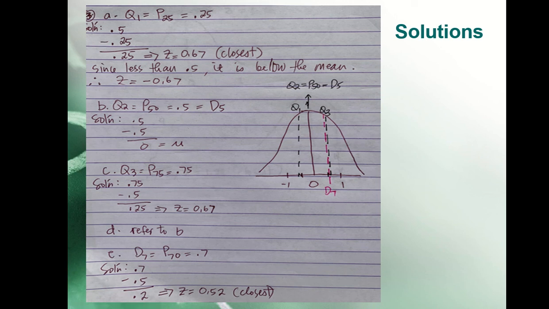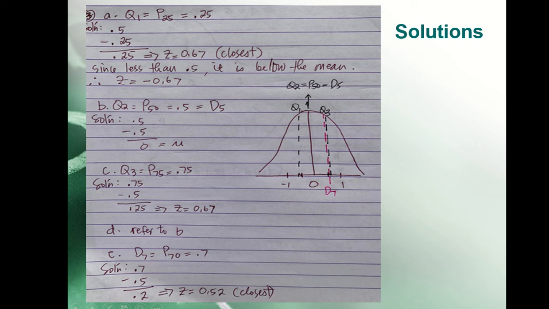Recall that quartiles divide a distribution into 4 equal parts so that each part is equivalent to 25. Para pag-apat na sila, equivalent na yun sa 100. So, kada parte ay equivalent sa 25. So, 25 divided by 100 is 0.25. This time, 0.25 is less than 0.5. So, subtract it from 0.5, we obtain 0.25, and the z closest to that is 0.67.